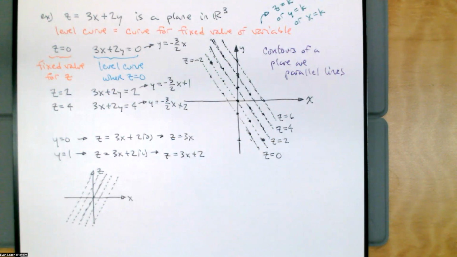Then there's a third one we can do. I can fix the values of x and look at what's going on in the yz plane. The idea is we take out one of the variables, we represent it with a constant, and we do that a bunch of times. The same thing that we did when we graphed functions.